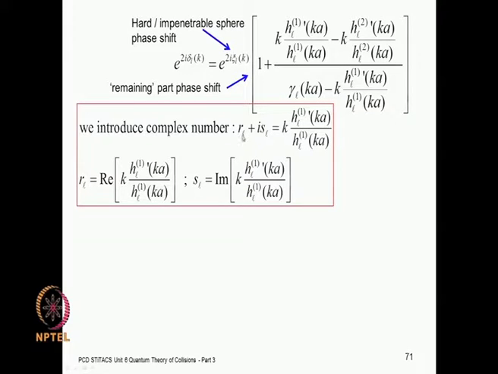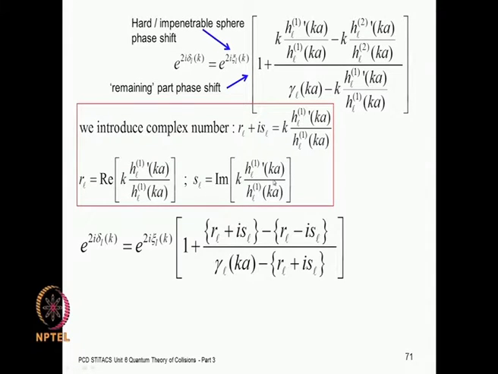So, we write it specifically for each partial wave. There is R_L plus i S_L, but for every partial wave we have a complex number R plus iS, which is the ratio of the derivative of the Hankel function 1 to the Hankel function 1 multiplied by k. So, this is the complex number which we introduce, and R is now the real part of this complex number, S is the imaginary part of this complex number.